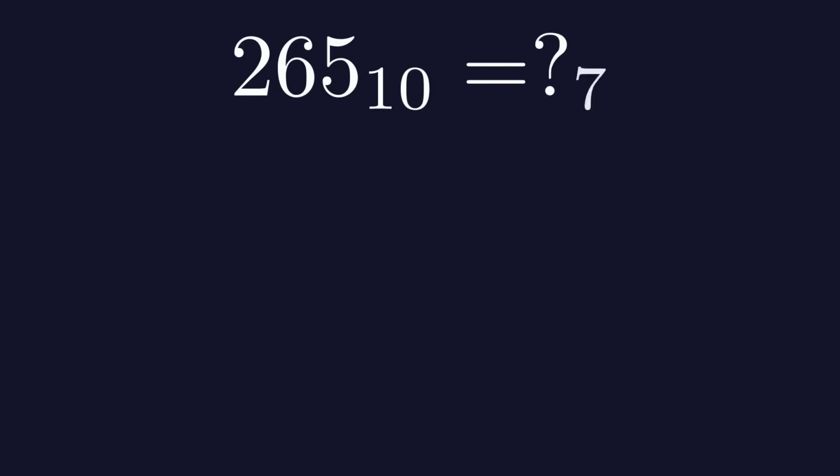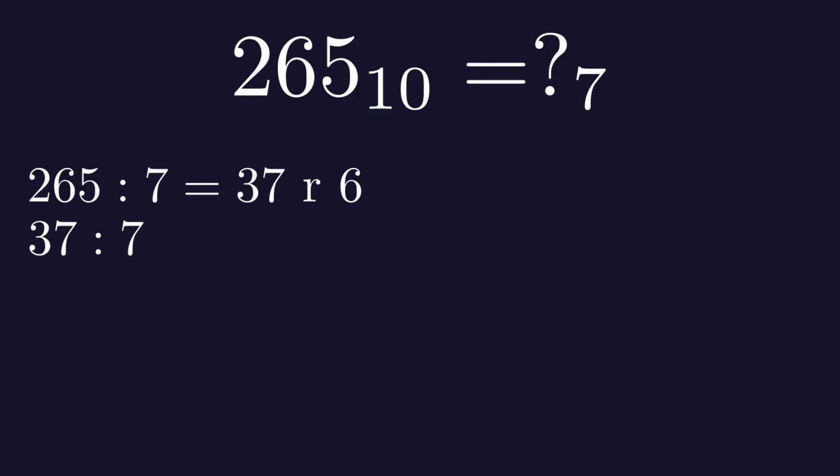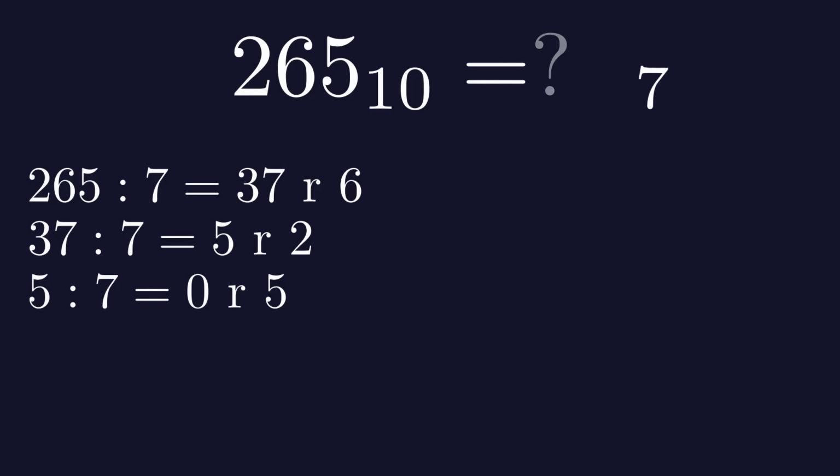But there is a faster way that allows us to convert numbers between bases. Let's say that we want to convert 265 to base 7. First, we divide 265 by 7. We get 37 and a remainder of 6. Then we divide 37 by 7. We get 5 and a remainder of 2. Now we divide 5 by 7. We get 0 and a remainder of 5. It means that 265 in base 7 is written as 526.